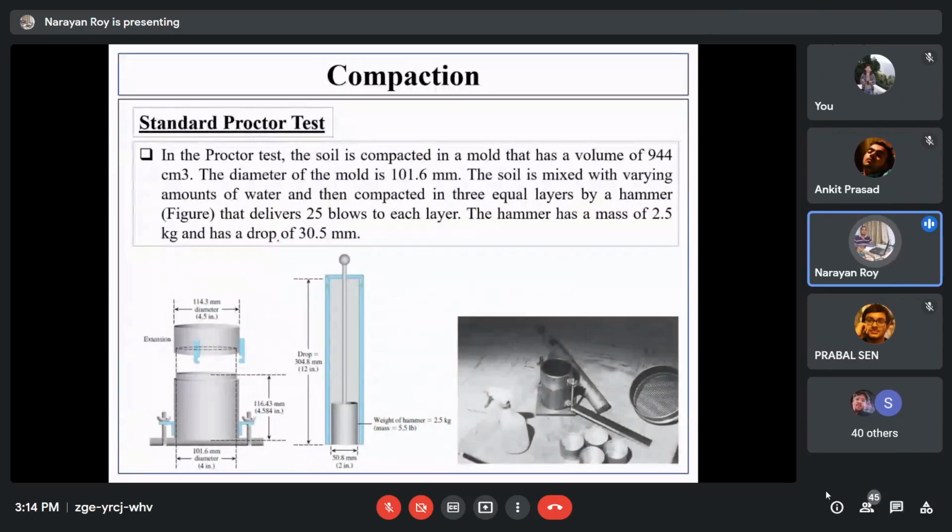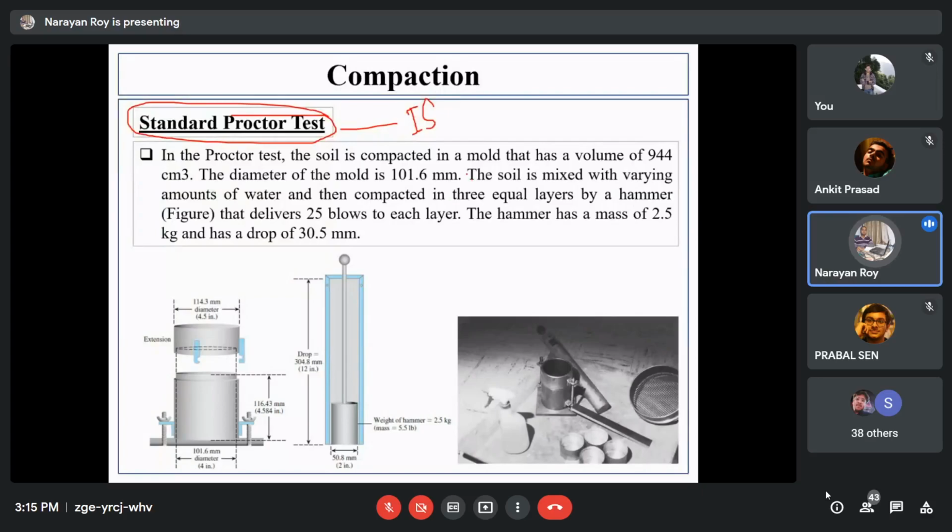So this was a typical compaction curve. Now, gamma d max and OMC, that is, maximum dry density and optimum moisture content, are measured in the laboratory using the standard Proctor test. It has an IS version, the Indian Standard light compaction test, that we'll see a little later on. Just now we'll see the standard Proctor test.